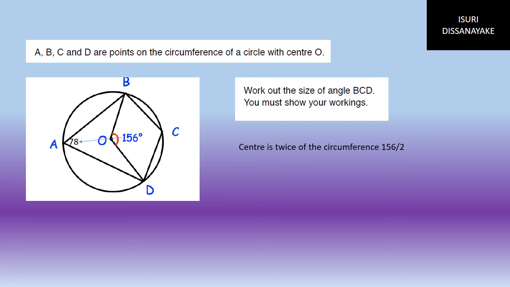And then, as it's a cyclic quadrilateral, the opposite angles A and C add up to 180 degrees. Angle C is 102. 78 plus 102, angle C 102, angle A 78. It is the opposite angles of the cyclic quadrilateral.